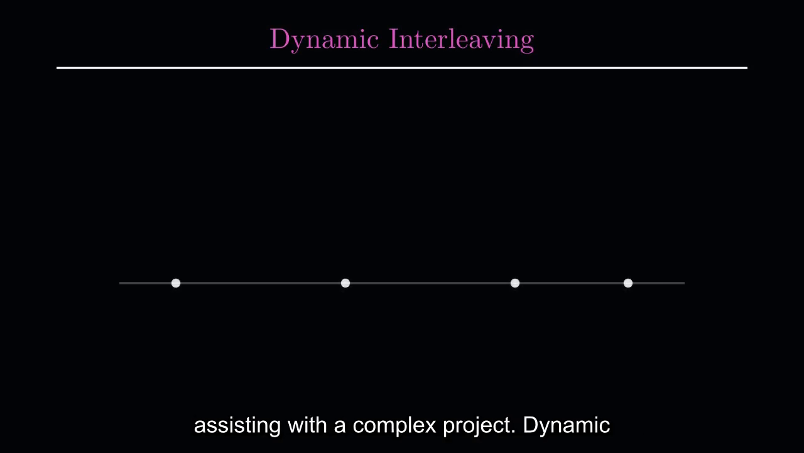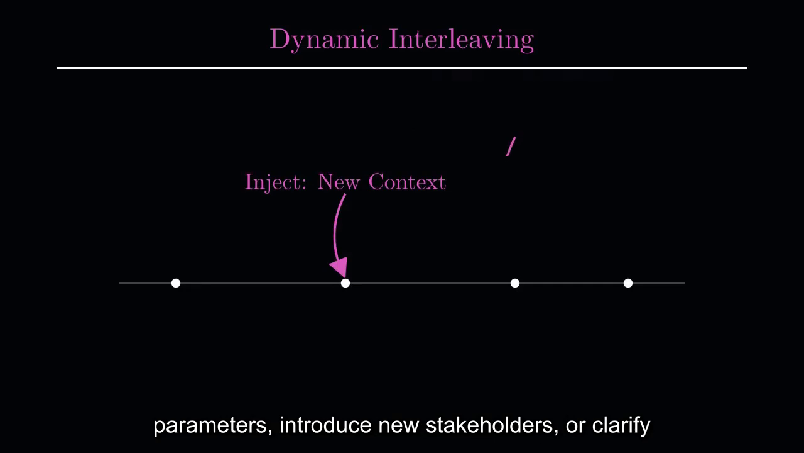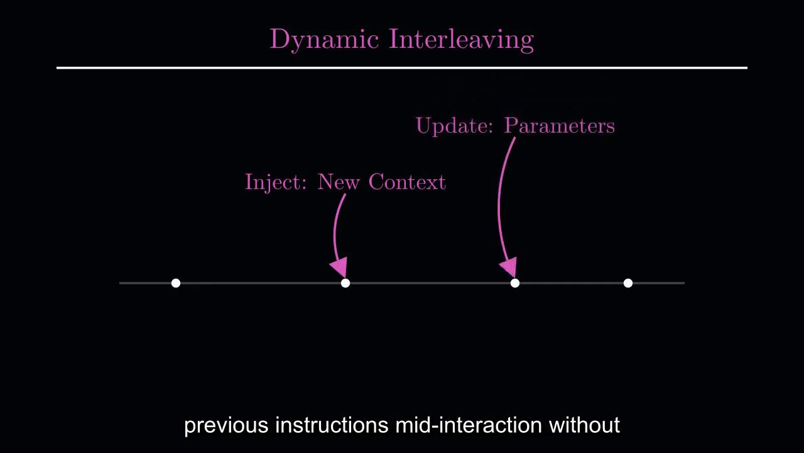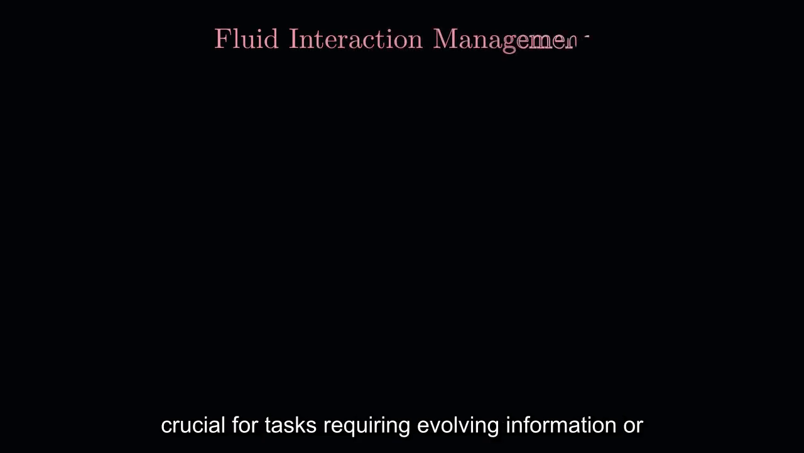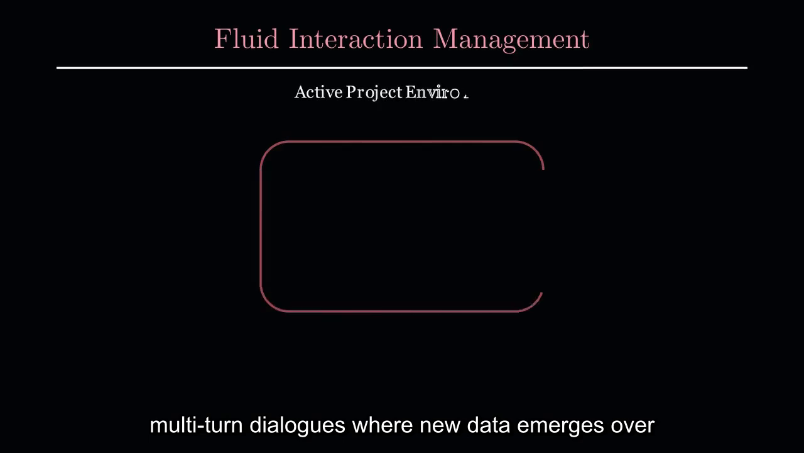Imagine an AI assisting with a complex project. Dynamic interleaving allows you to update project parameters, introduce new stakeholders, or clarify previous instructions mid-interaction without restarting the entire context. This fluidity is crucial for tasks requiring evolving information or multi-turn dialogues where new data emerges over time.